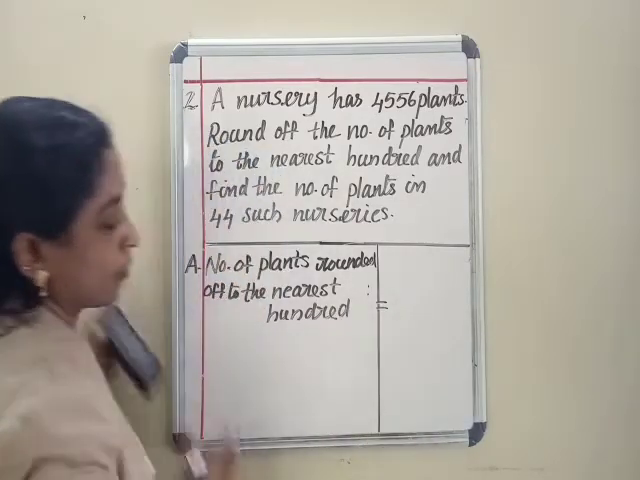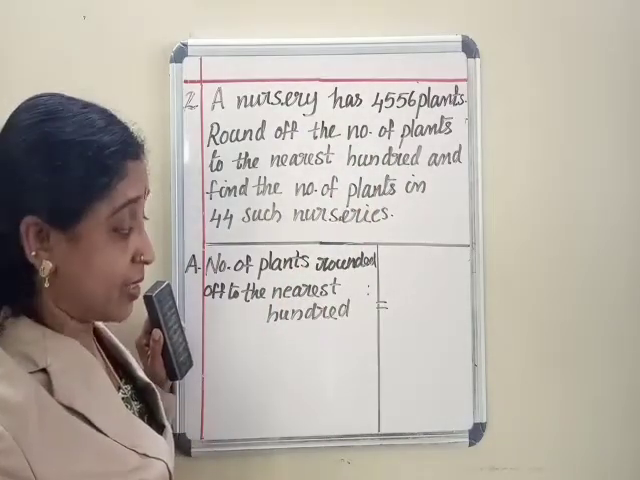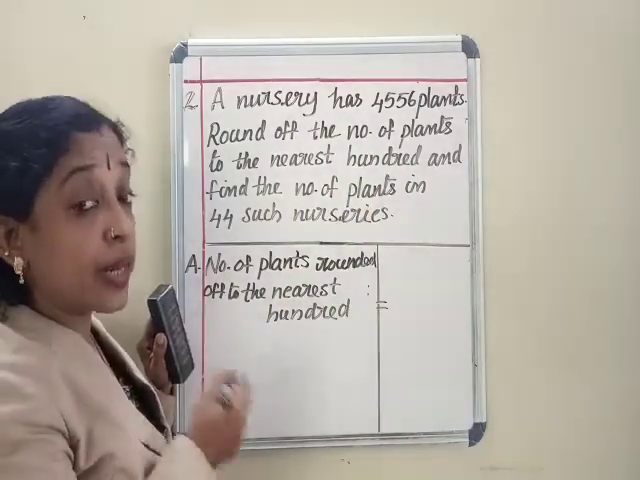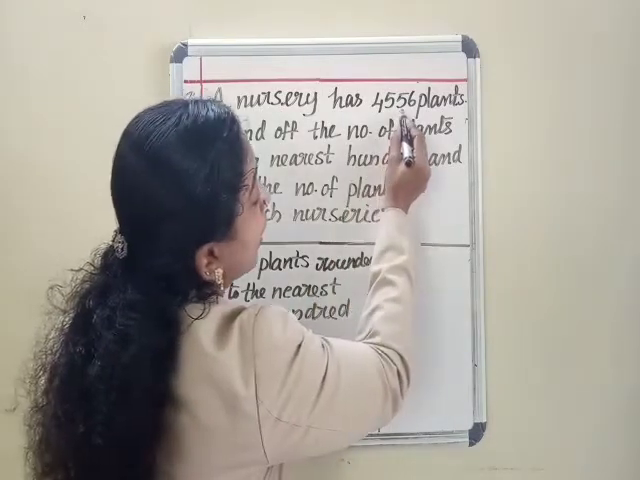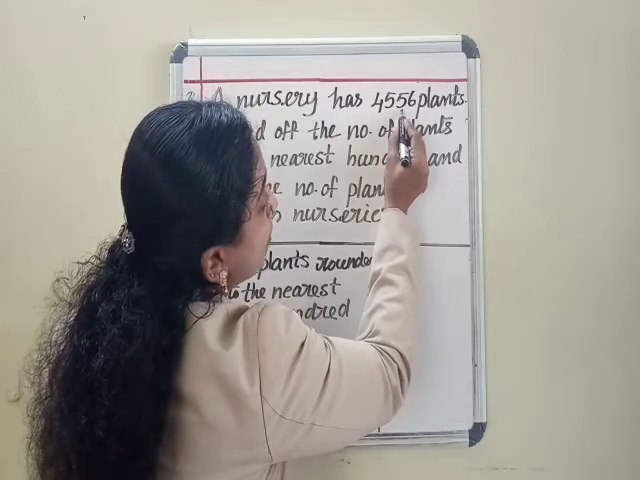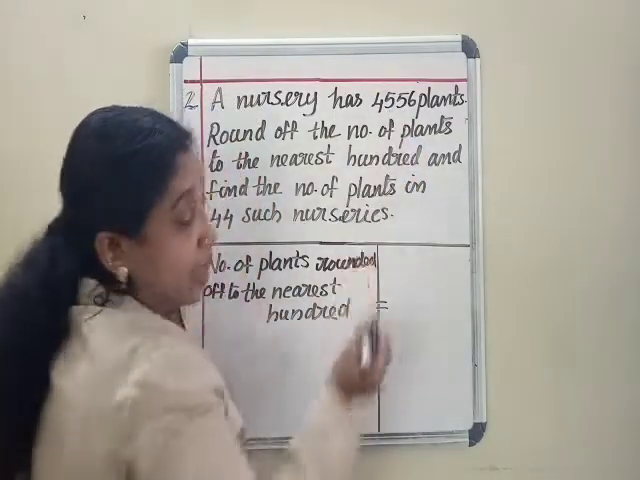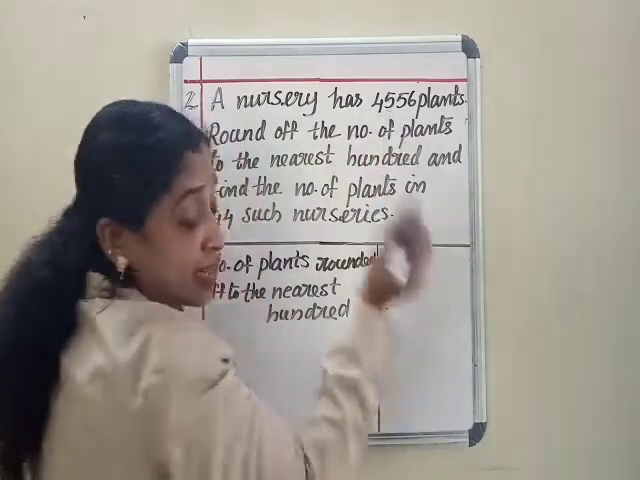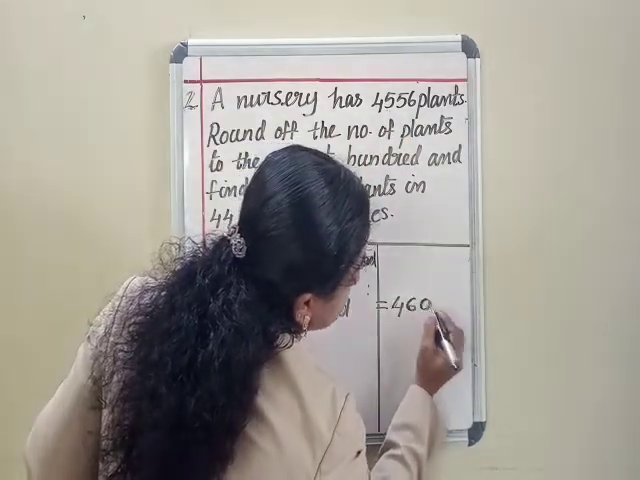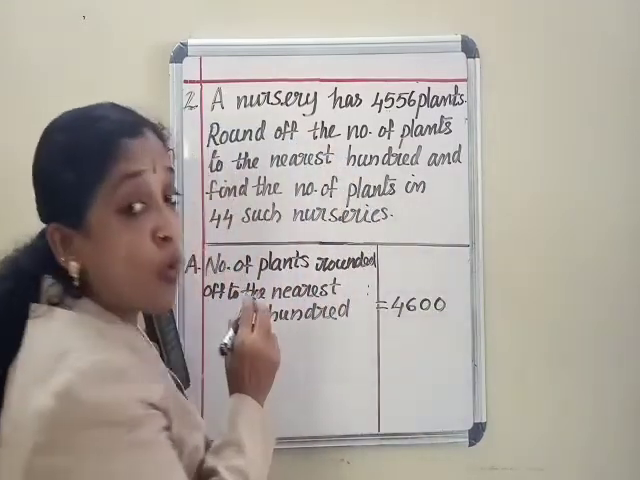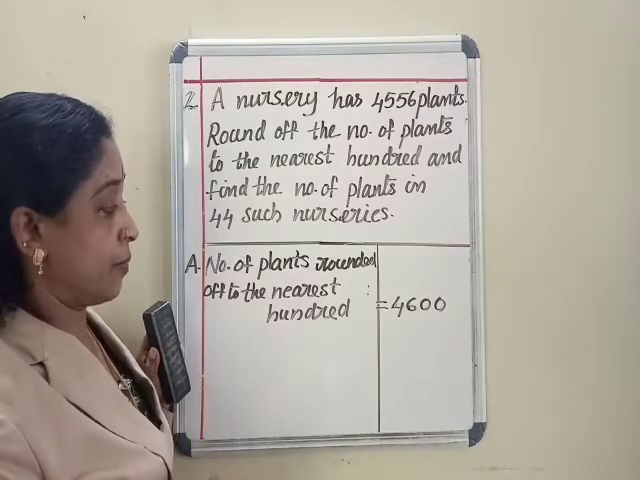Here number is what? 4,556. We have to write the number rounded off to nearest 100. Here look, tens place number is 5, so we can add one more 100. This 500 becomes 600. Then what is the number? 4,600 is the rounded off number of plants in a nursery.